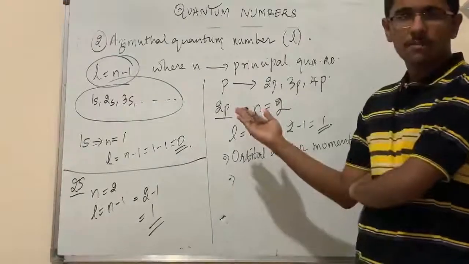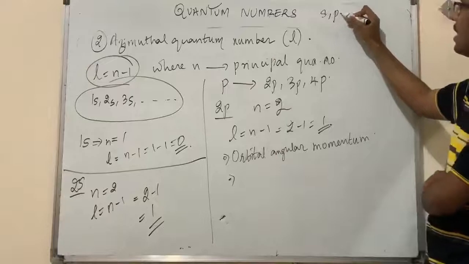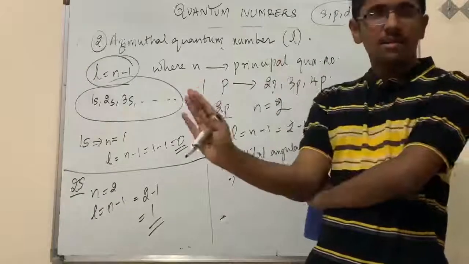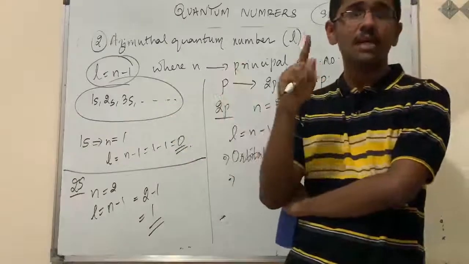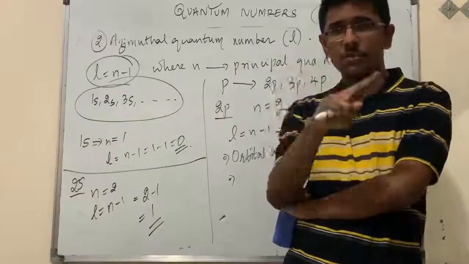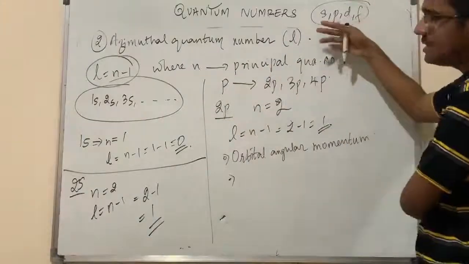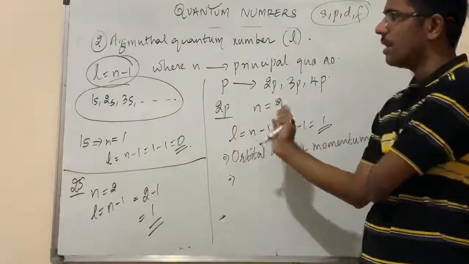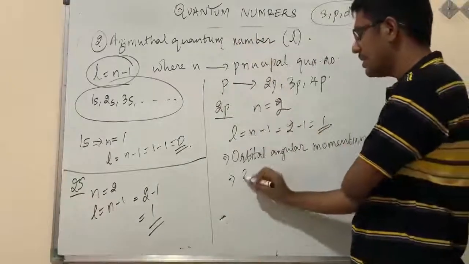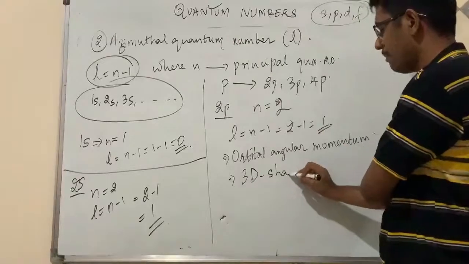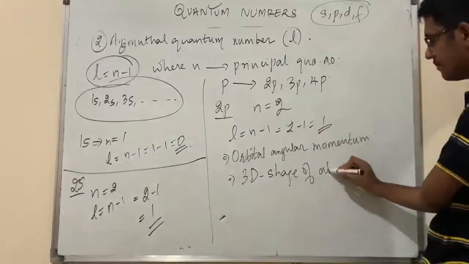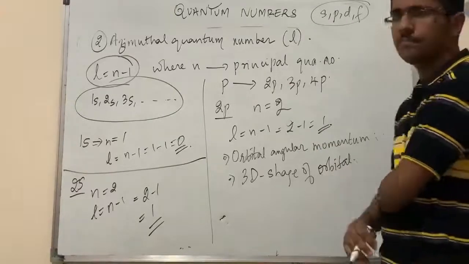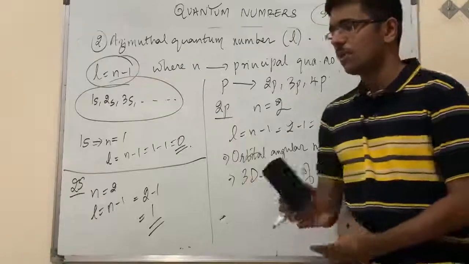What is the use of azimuthal quantum number? These orbitals S, P, D and F have their particular shapes. All are not of circular shape or anything. They have different shapes. But each subshell can accommodate 2 electrons in each box. We will study about that in the next videos. So orbital angular momentum is explained by azimuthal quantum number, and it gives the 3D shape of the orbital. Okay, so this is all about azimuthal quantum number.